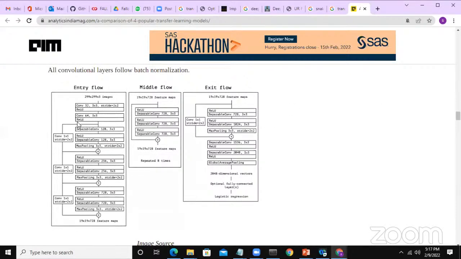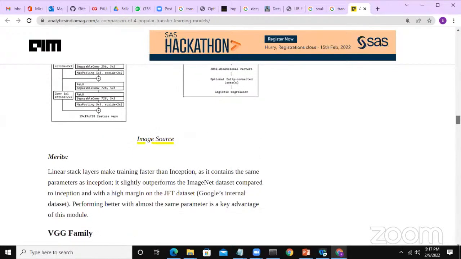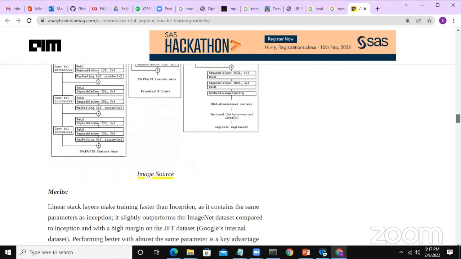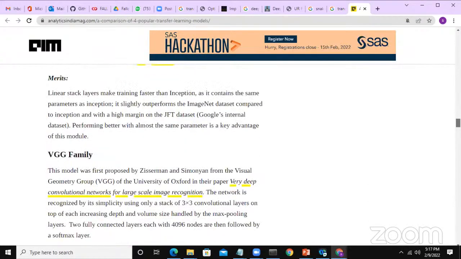Here also you can see convolution layers, ReLU activation function, max pooling functions. You can see convolution layers with varying strides, right? So this is about this architecture here, which is nothing but your Xception architecture. This architecture is part of the Keras framework.